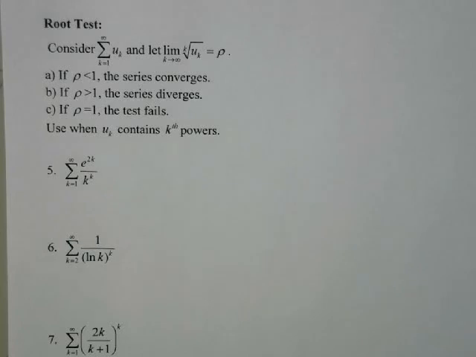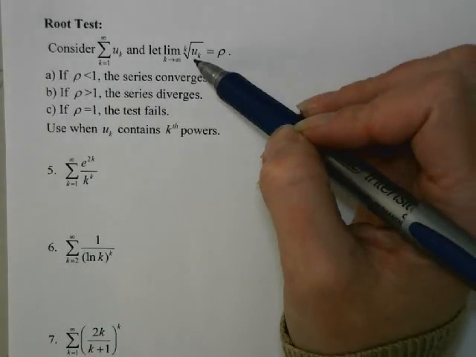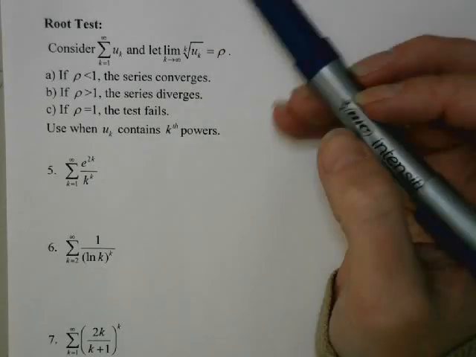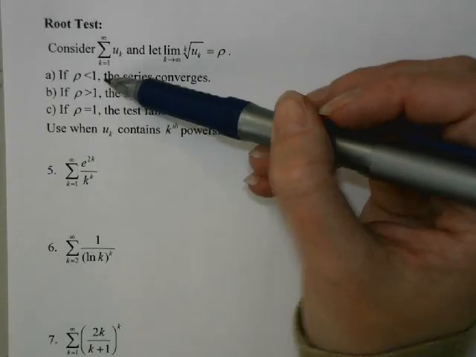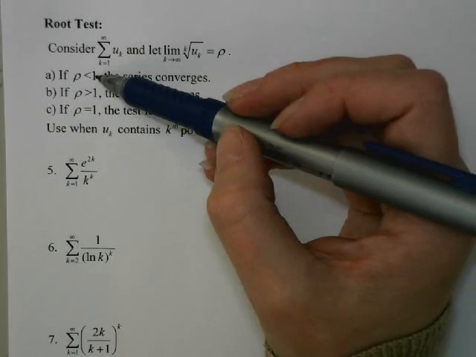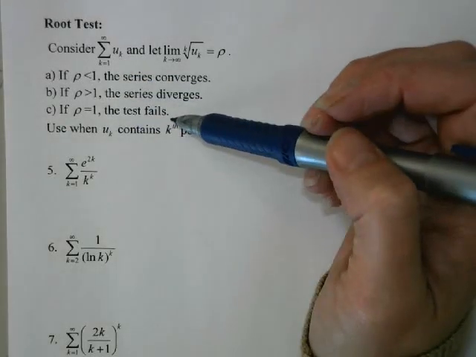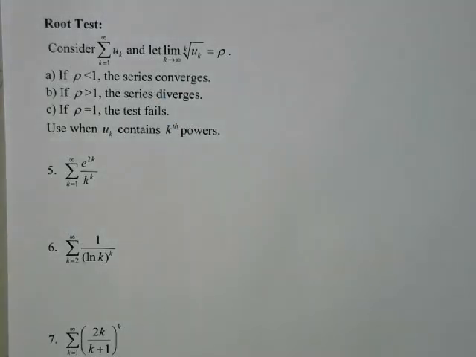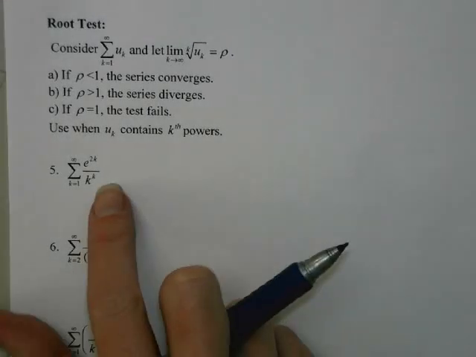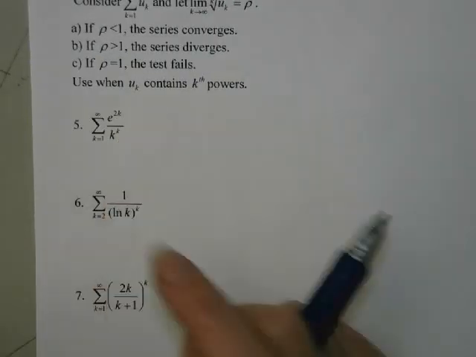The last test we're going to talk about today is the root test. We're going to take the kth root of the general term, and we're going to look at the limit. If that limit is less than 1, it converges. Bigger than 1, it diverges. Equals 1, it fails. So this pairs with the ratio test. You want to use it when you have things with powers, kth powers, like here.